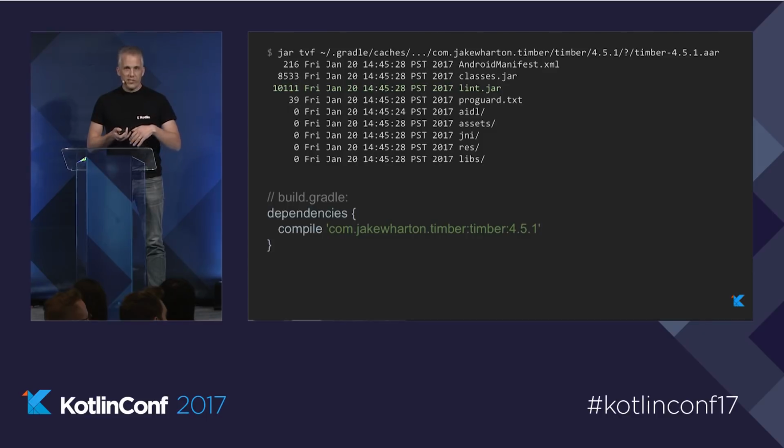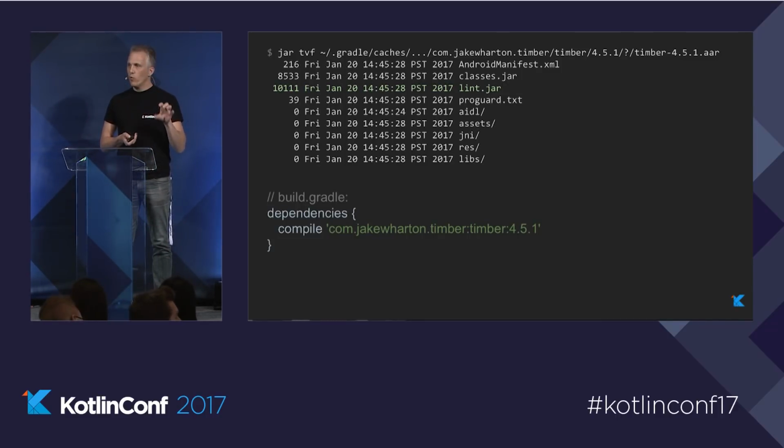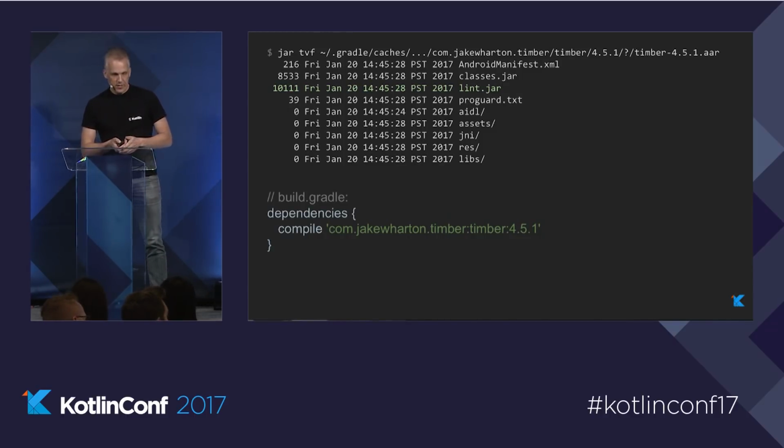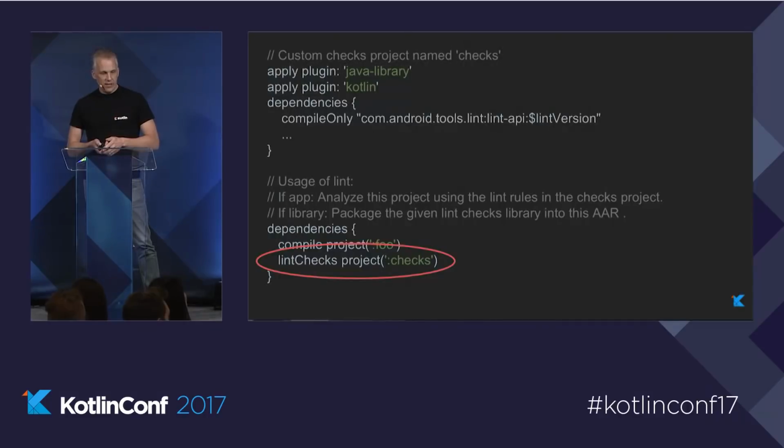So if you basically use the jar command, you can look inside, you can find Lint rules. I know someone on the back row wrote these Lint rules. And so when you have a dependency on a library, Lint will look at the Lint rules that came with that library and enforce them on the usage of your library. In 3.0, we have a better packaging mechanism for this. So basically, you have your Java or Kotlin project that defines the Lint rule, and then you can in your app project use the special lintChecks scope. And now Lint will apply that project as a Lint rule. And if it's a library project, it'll package it.